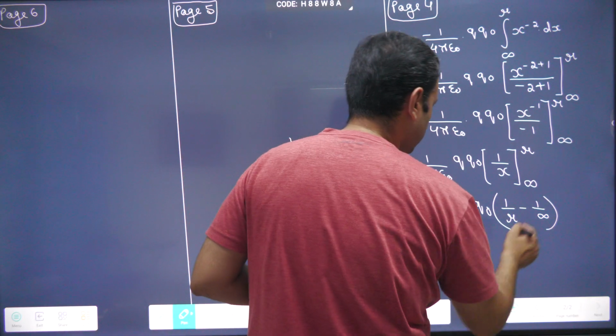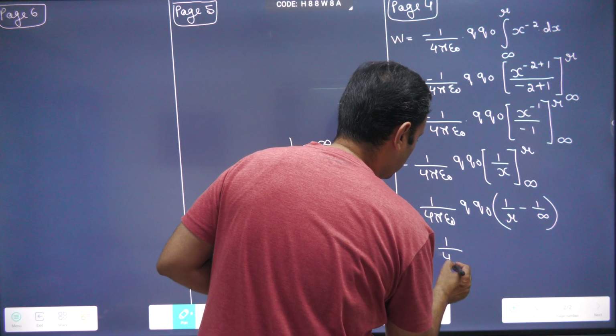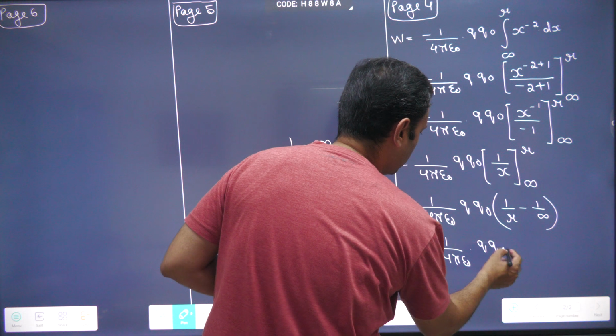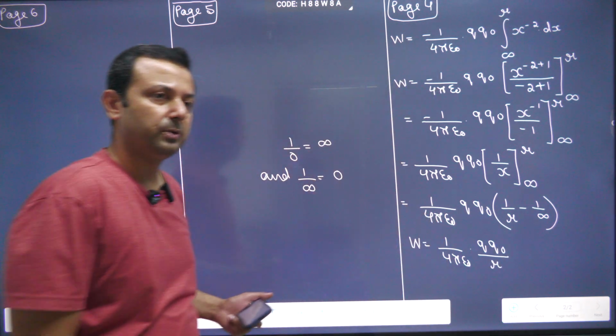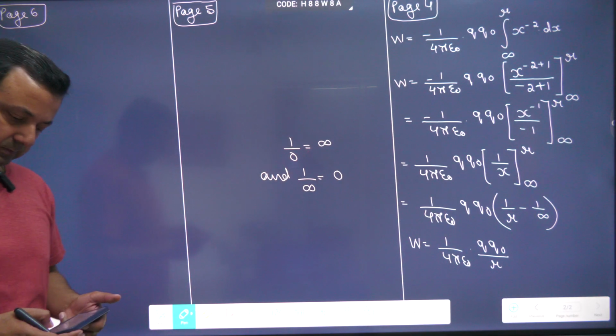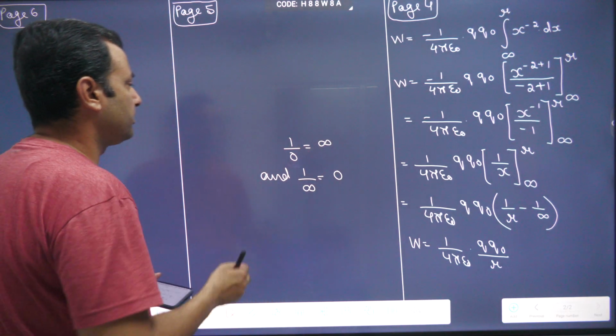So this is 0. So what I have is W is equal to 1 upon 4 pi epsilon naught q naught into 1 upon r, which means q naught upon r. Is this clear to you? Yes. Okay.